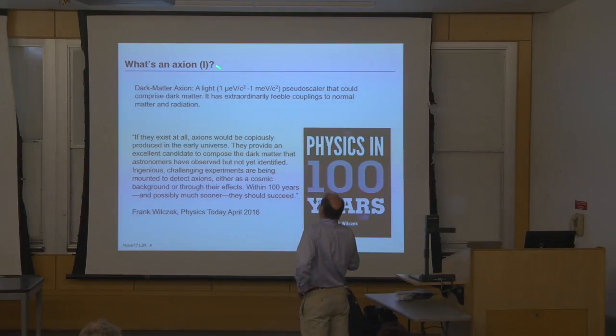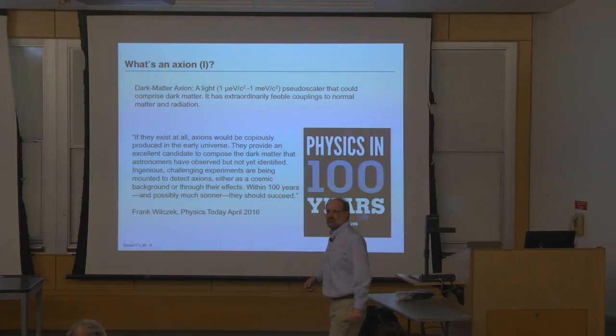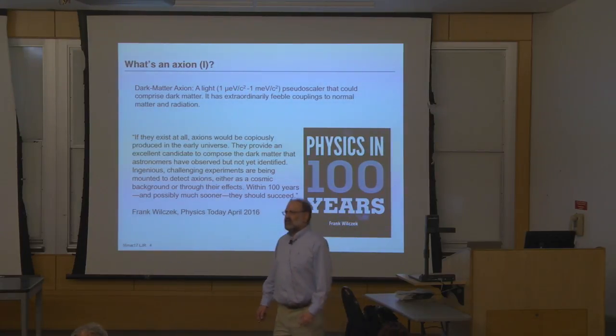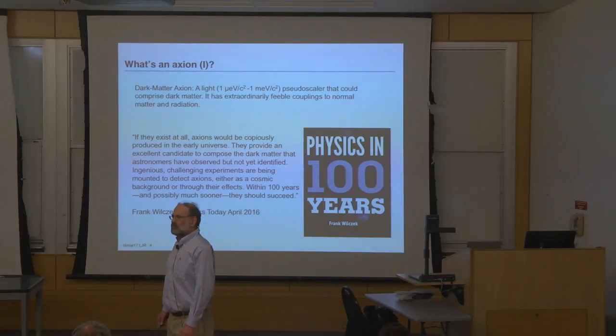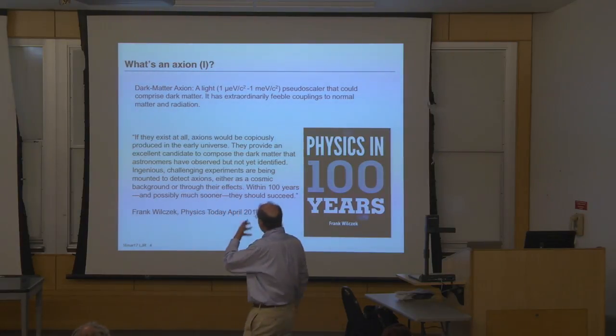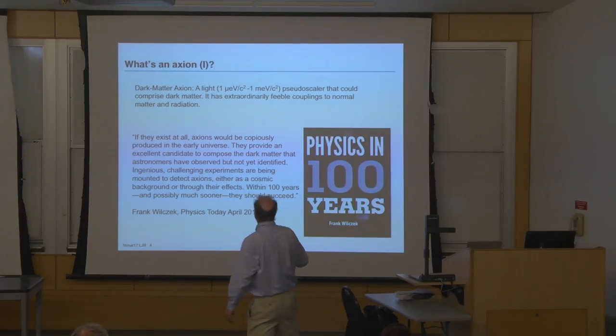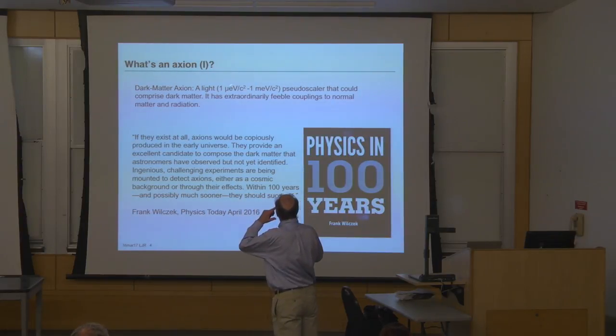And that leads us to something called the axion. So the axion is a light micro eV to milli eV pseudoscalar. So the lightest standard model particle we have that has a mass is, well, the neutrino now. But these are even lighter than the neutrino. So the neutrino weighs presumably much more than that. And it would comprise the dark matter.